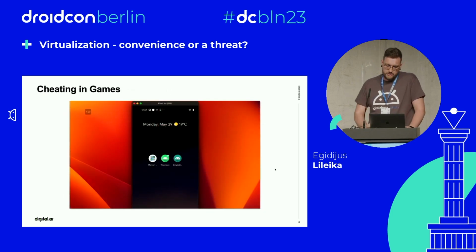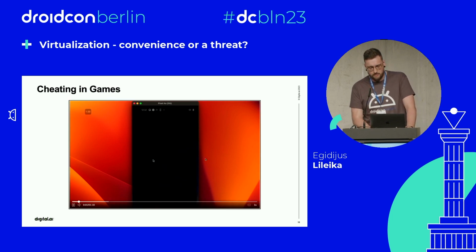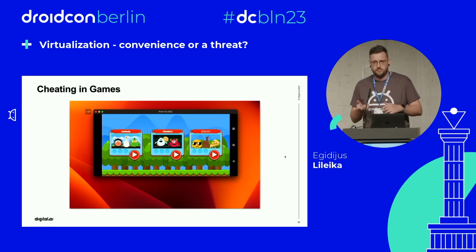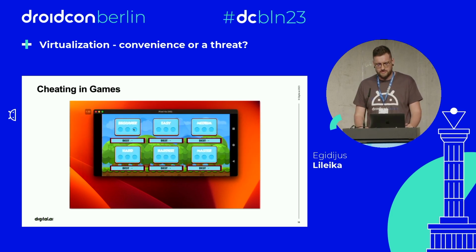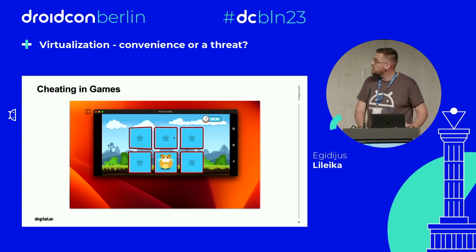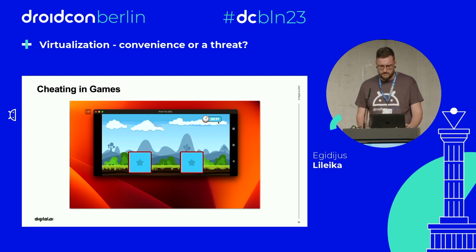Another activity is cheating in games. In this demo, I'm launching Memory Game. It's a really simple game where you need to flip cards, matching cards, as fast as possible. Take a look at the clock. It's counting down, so the faster you do it, the better score you get. Very simple game.